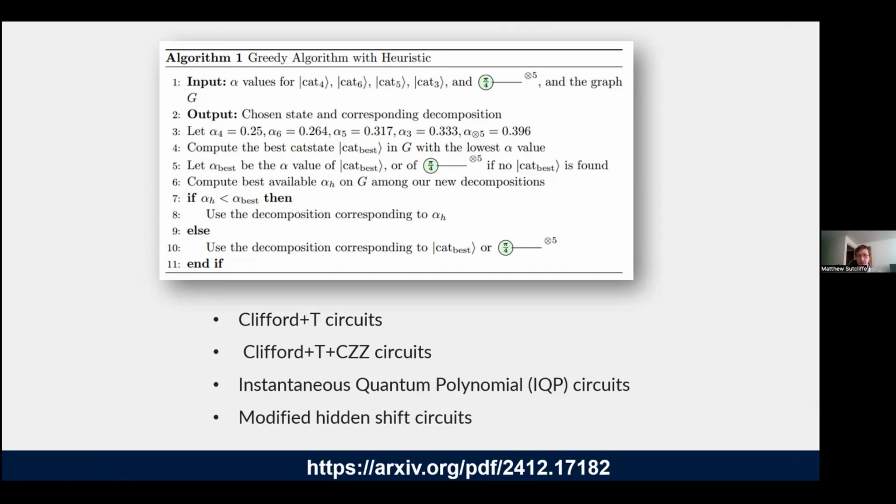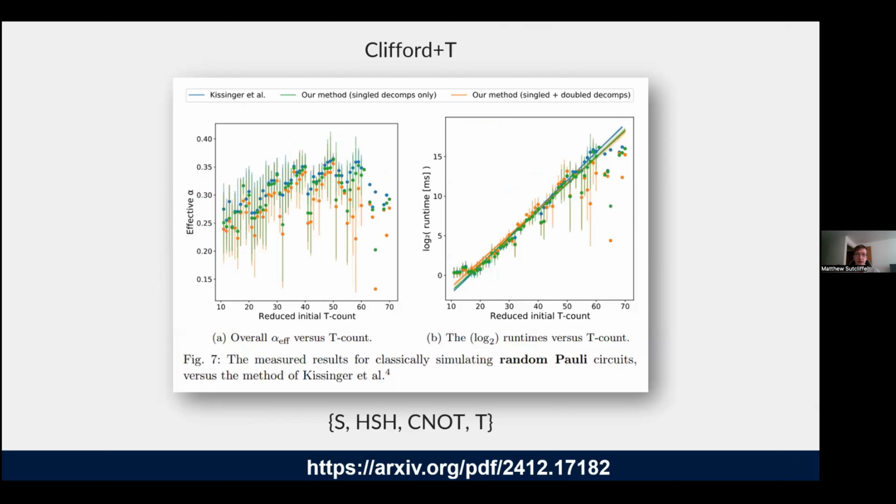And then we benchmark this against the method of Kissinger et al. on these four types of circuits. What we find, which is quite interesting, is that it actually varies quite significantly on which type of circuit we do. So instead of just considering a general benchmark, we break this down by circuit class. The first one is Clifford plus T circuits. These are just randomly generated circuits. There's no structure to this. These are fully random. This is the gate set, so it's just Clifford plus T essentially.